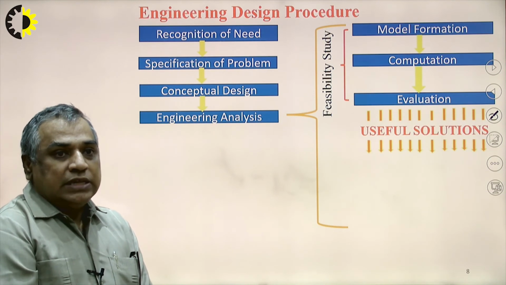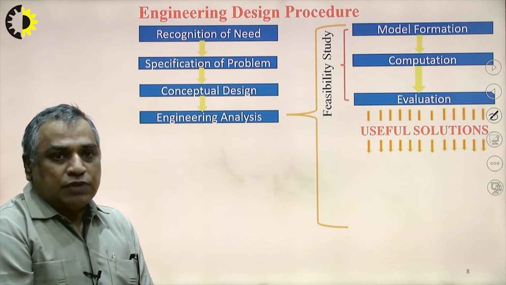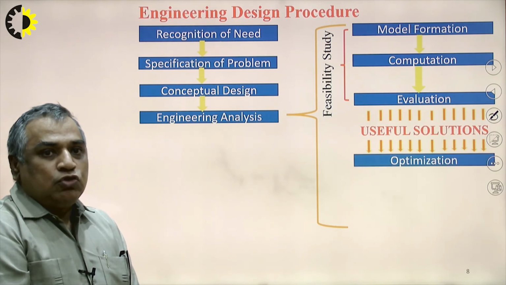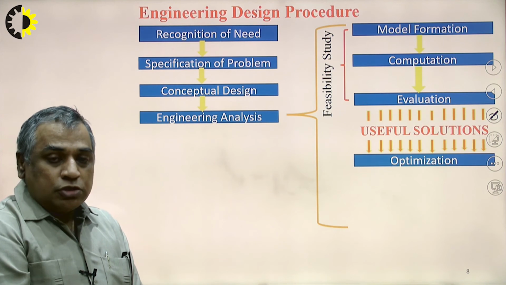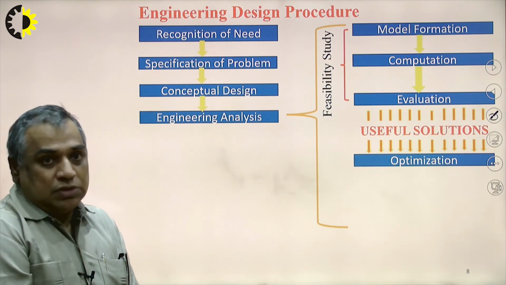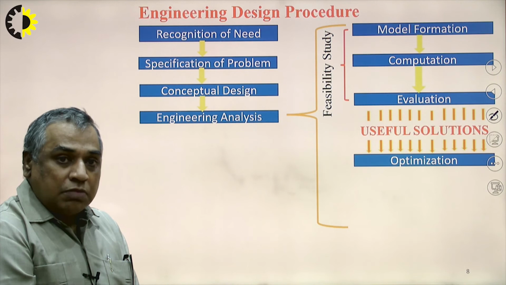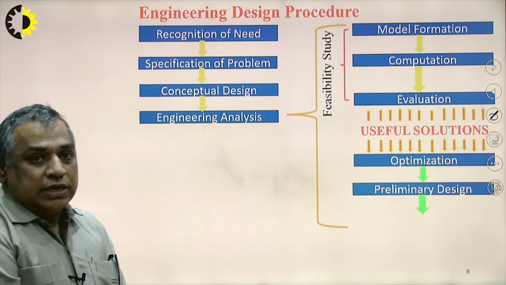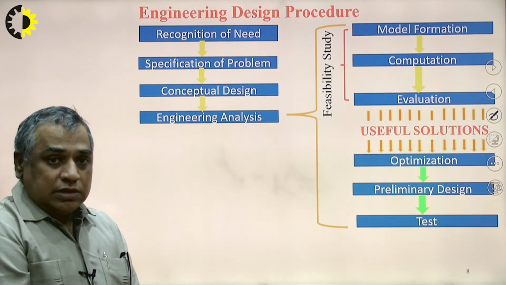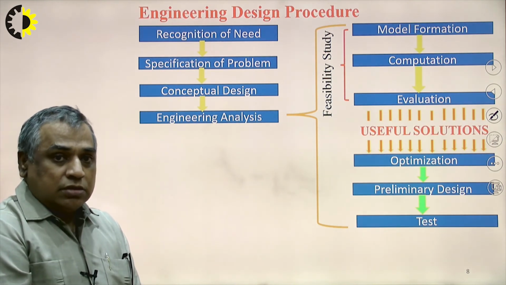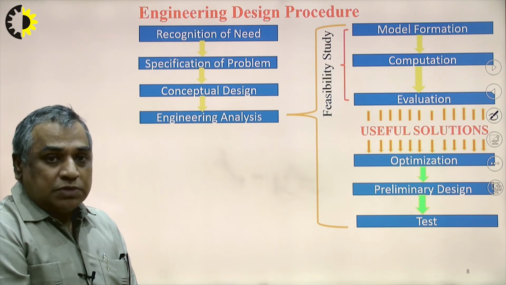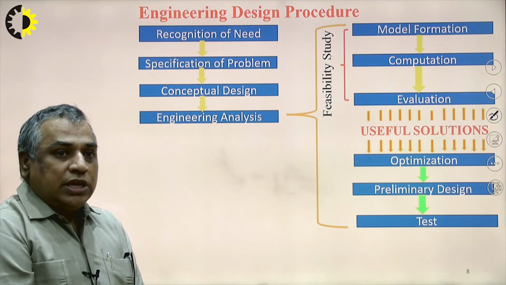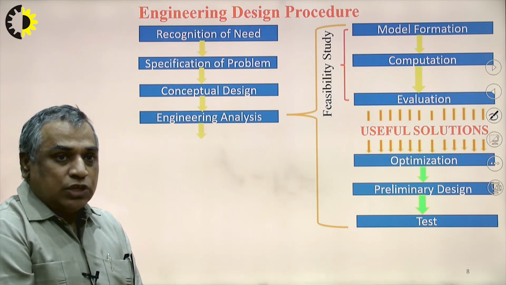After engineering analysis, we will have the broad solution, a number of solutions. After evaluation and after the feasibility study, we will have the useful solutions. And over these useful solutions, we apply the optimization techniques, whatever is applicable to the problem. Then after optimization, we will get a single solution, that is the preliminary design, that is tested under the desired conditions to which it is going to be subjected in actual life. So this is called the engineering analysis. If it is successful, then we will move further.